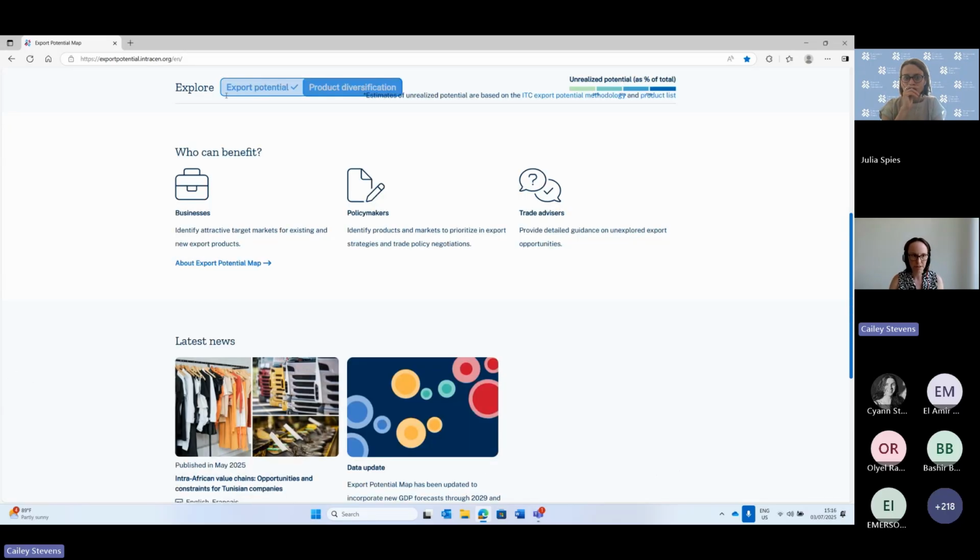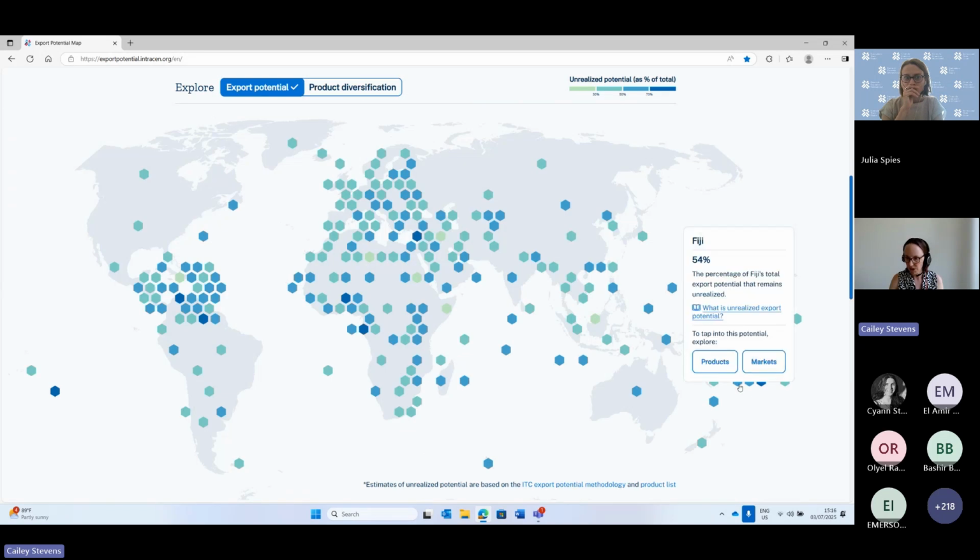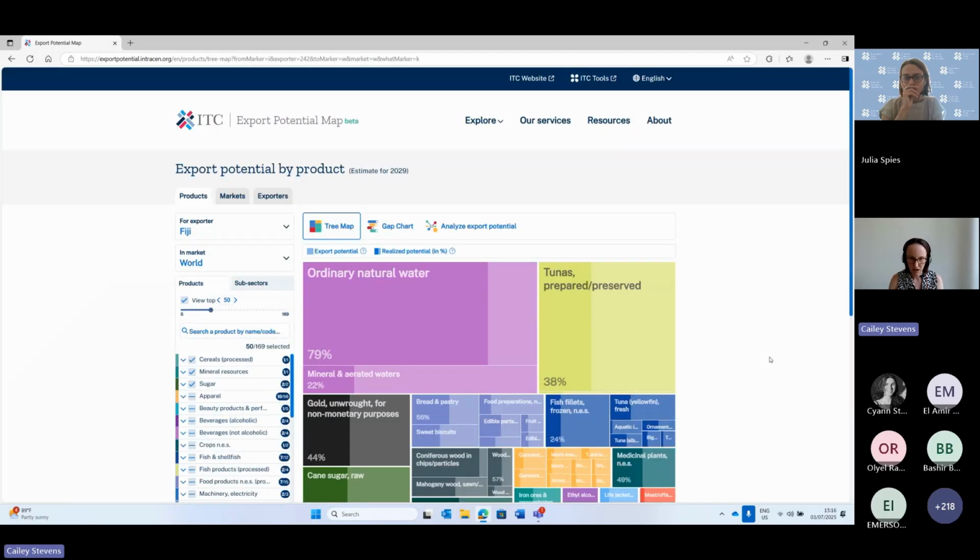the export potential data. So we're going to look at Fiji and we're going to click on products. Now we are looking at export potential. So export potential is for established export products. And if you need a reminder of what established export products means, you can find this definition in our updated glossary. So these are products that Fiji is currently exporting to the world.